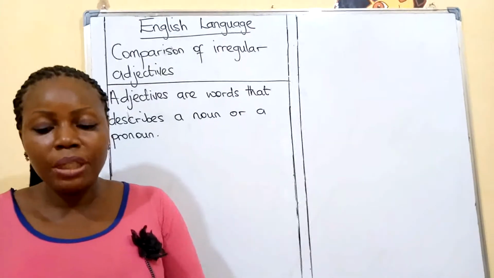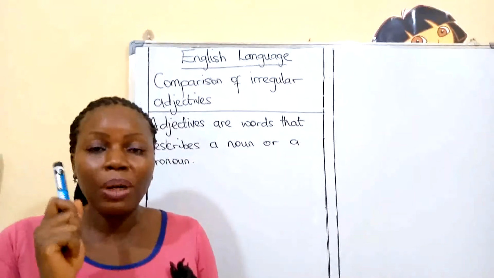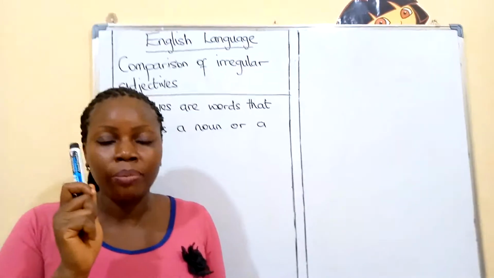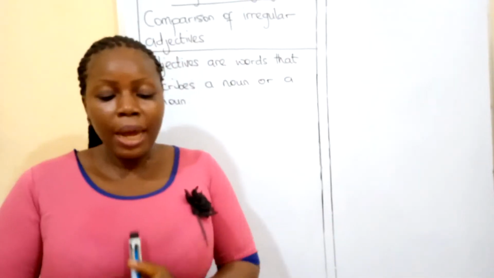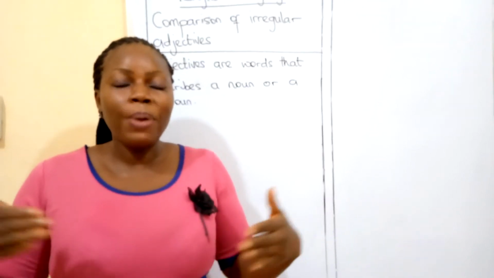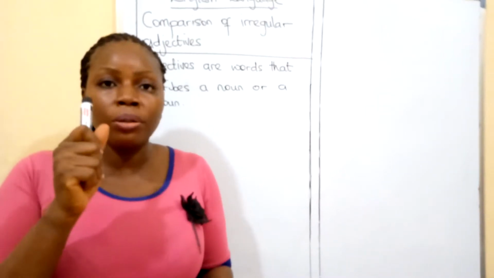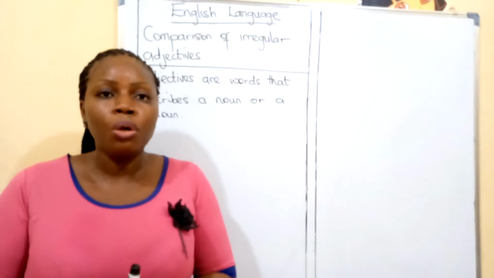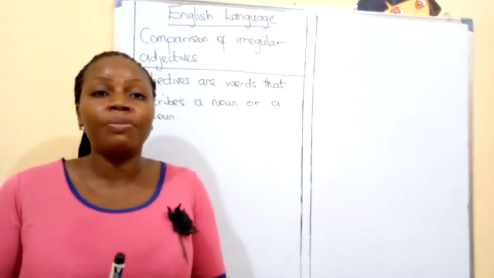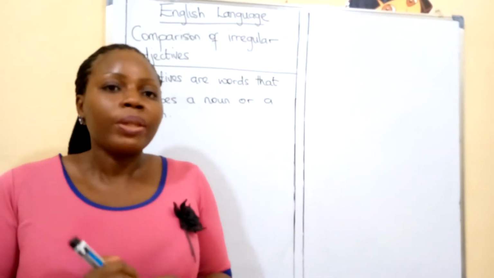Okay, positive describes only one noun. When you are talking about only one thing, that is the positive. Now, comparative compares two nouns, just two. Remember, positive describes one, comparative describes two, while superlative describes more than two. Okay, let's take that down.